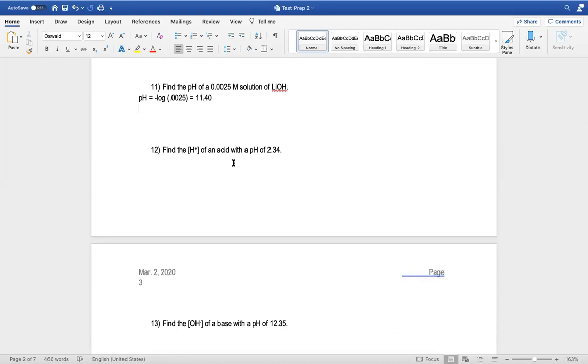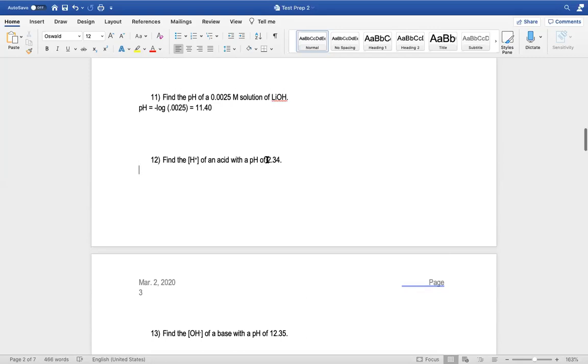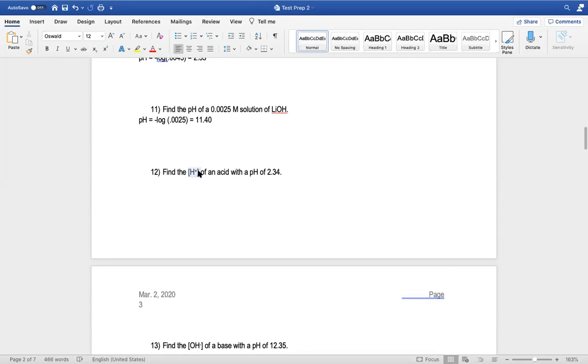Find the hydrogen ion concentration of an acid with a pH of 2.34. Does anyone remember the equation to get the concentration from the pH? Isn't it 10 to the power of pH? So it'd be 10 to the power of 2.34, right? Let me check the review. Oh, you almost got it right. There's one little part you missed. Negative pH, there we go. 10 to the power of the negative pH.